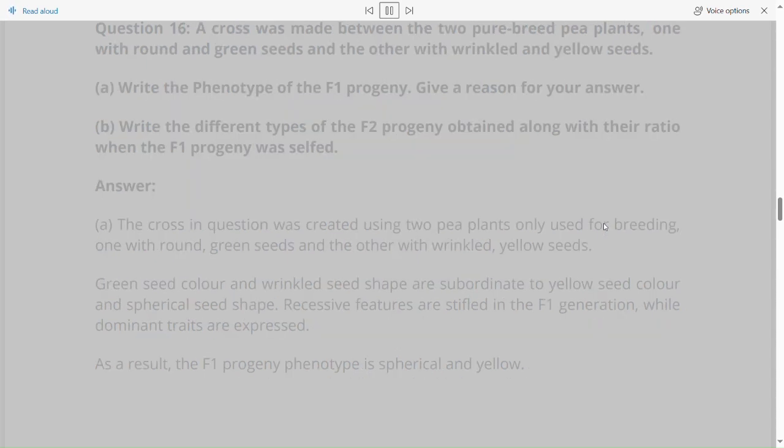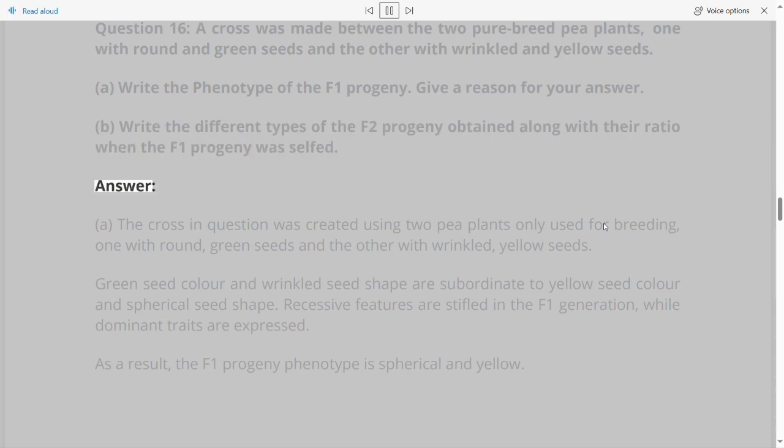The subsequent cross serves as evidence for this claim. Question 16. A cross was made between two pure-breed pea plants, one with round and green seeds and the other with wrinkled and yellow seeds. A. Write the phenotype of the F1 progeny. Give a reason for your answer. B. Write the different types of the F2 progeny obtained along with their ratio when the F1 progeny was selfed.